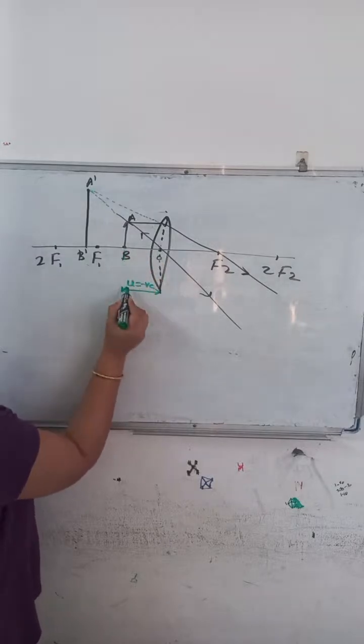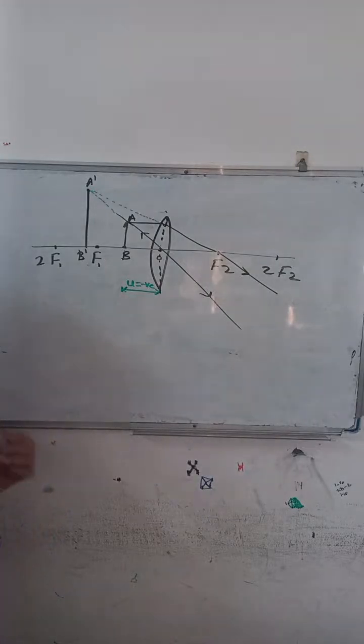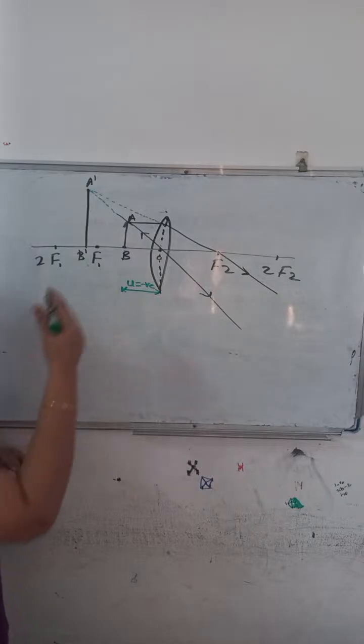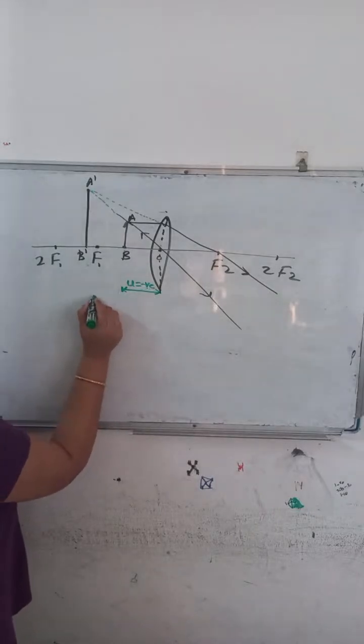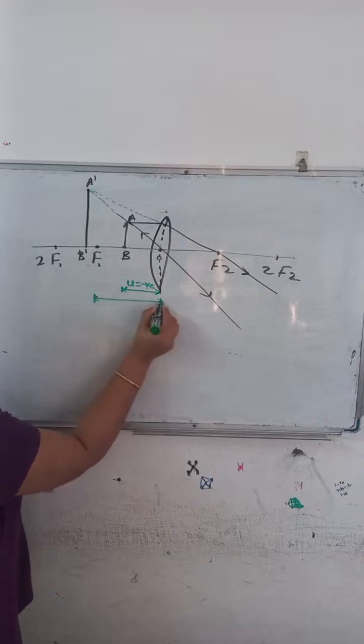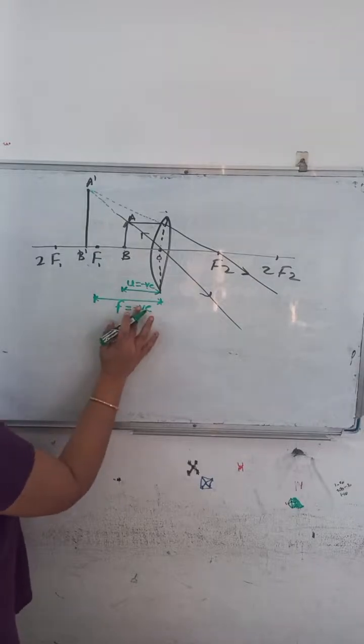The distance from the optical center to the object is always u. Object means I am looking towards the lens or mirror. So u is nothing but negative here. Now the focal length: the focus to the optical center is f. And this f is also negative in this case. Oh, sorry, not negative.